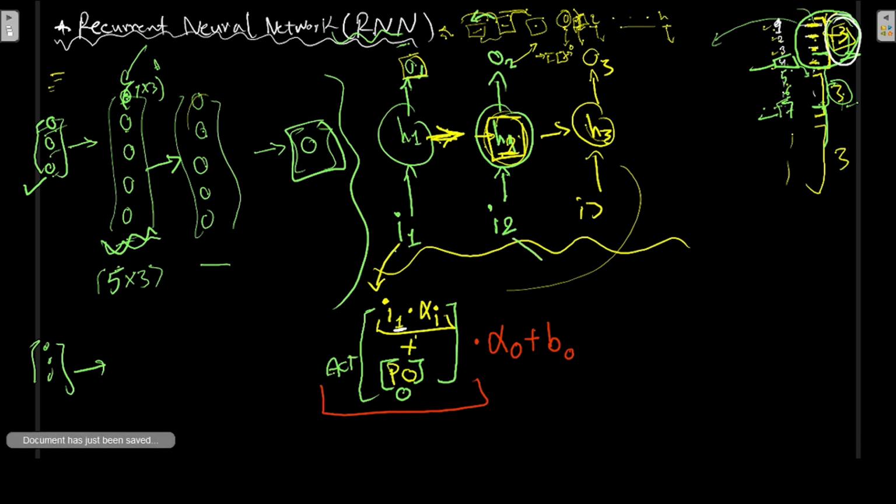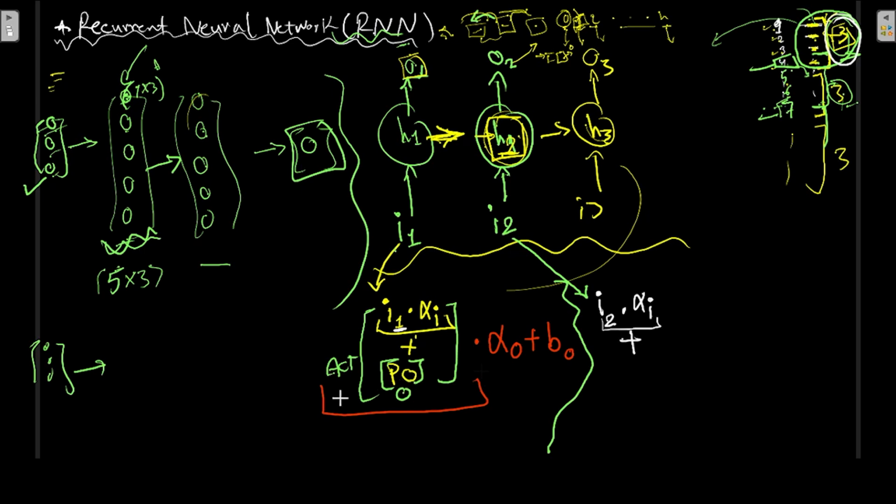Let's take the second input. We're going to take this I2 and multiply it again by the same alpha I. And again, as we said, we're going to add it to the previous output. This is the previous output. Let's call it S1. That was the entry of the first input by alpha I plus 0, because here we basically have 0, nothing before. We activate it, and this is S1.